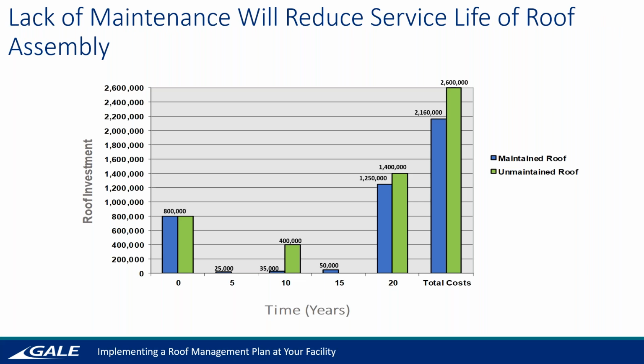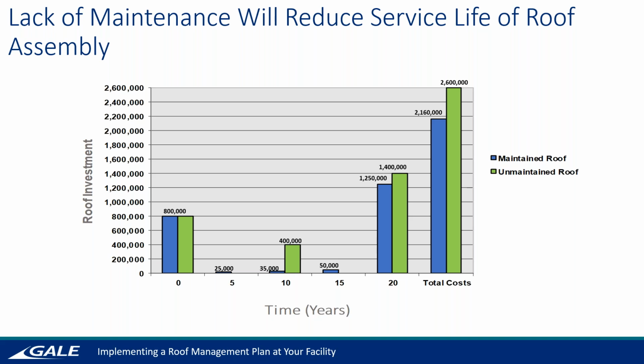Let's look at it a little bit different. This graph is a little bit of a different view, but let's see if I can explain this a little better. The green graph you're looking at is an unmaintained roof. So we start at year 0, you're looking at $800,000 to replace that roof. Year 5, you don't do anything. Year 10, you realize that you have to do something. $400,000 to fix it. That's pretty expensive. Year 15, you still don't learn your lesson. You go on to year 20. Now, in order to replace it, you're at $1.4 million. Throughout the life of that roof, you're going to spend $2.6 million for the total cost.